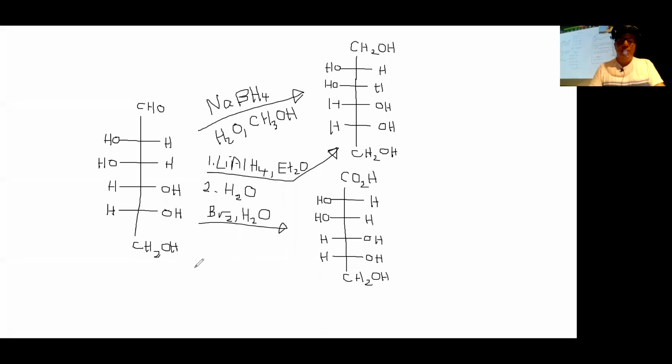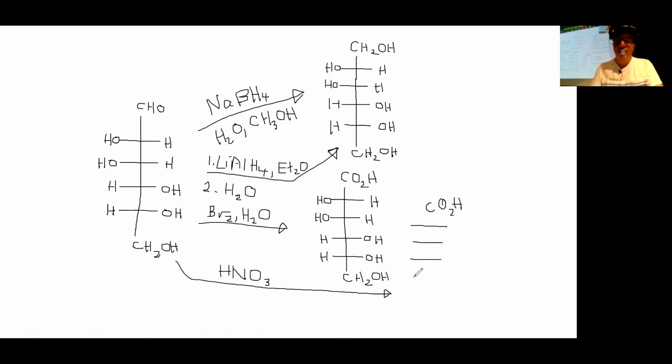And then the other one we learned, I'll put the structure over here, is warm nitric acid. So nitric acid and heat, that's a stronger oxidizing agent. And that one, in spite of being stronger, is still pretty darn selective. This will oxidize the aldehyde functional group and the primary alcohol at the bottom of the molecule.